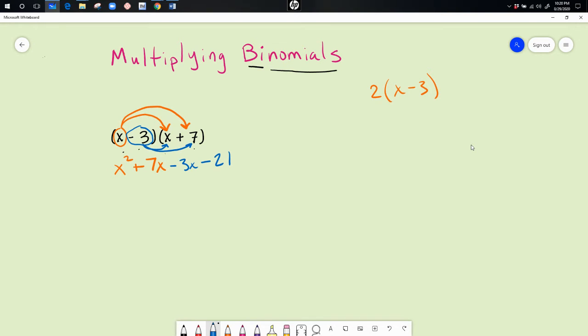And now we just simplify, which we already learned means combine like terms. So here are my like terms. I have x squared plus 4x minus 21. And that is my final answer. No more like terms, no parentheses, nothing I can do. So I'm completely simplified.